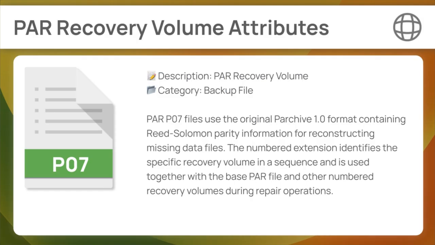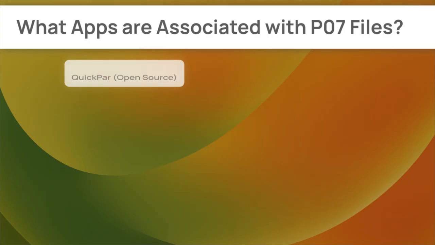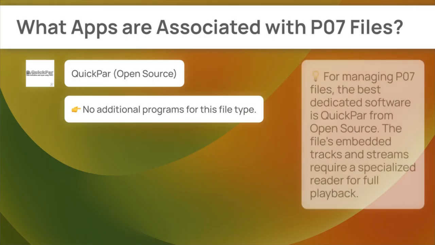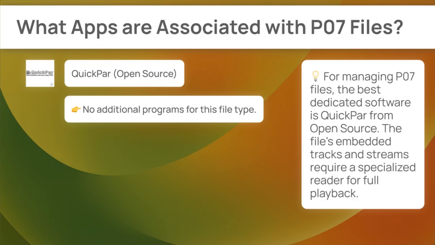The numbered extension identifies the specific recovery volume in a sequence and is used together with the base PAR file and other numbered recovery volumes during repair operations. The designated application for the P07 file is QuickPar from open source. The file's embedded tracks and streams require a specialized reader for full playback. Windows cannot explore backup archives, so extraction depends on compatible backup utilities.